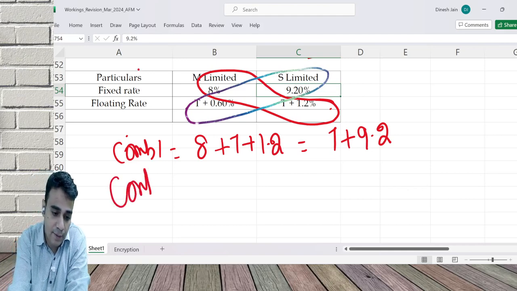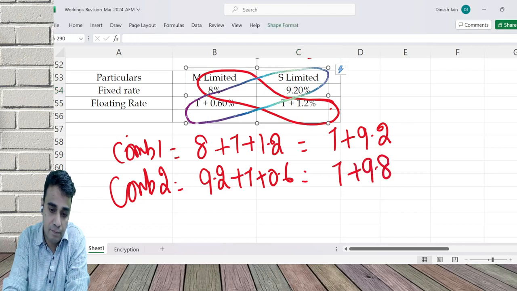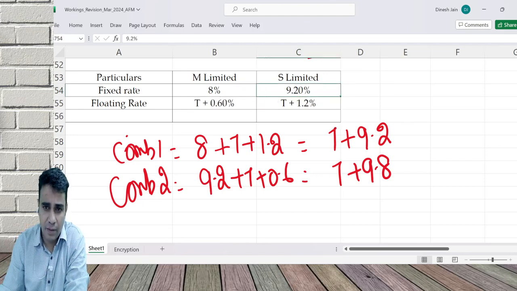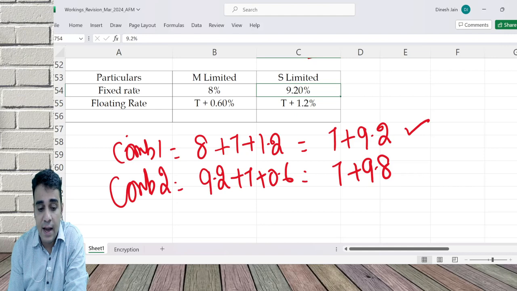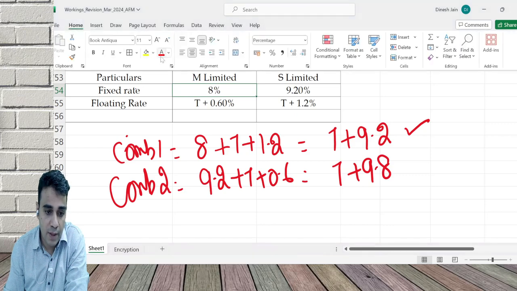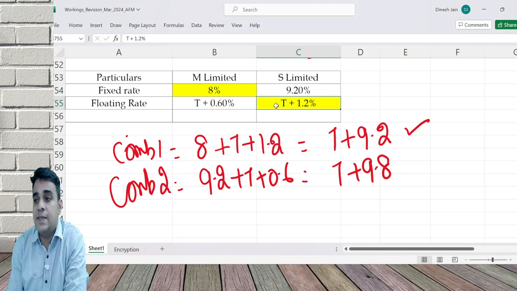Combination 2, add and tell me. 9.2 plus T plus 0.6. The best combination is this. That is, I want them to borrow at this rate. This is the best combination. Question will say, no, we don't want to do this. We want to do the opposite of this.